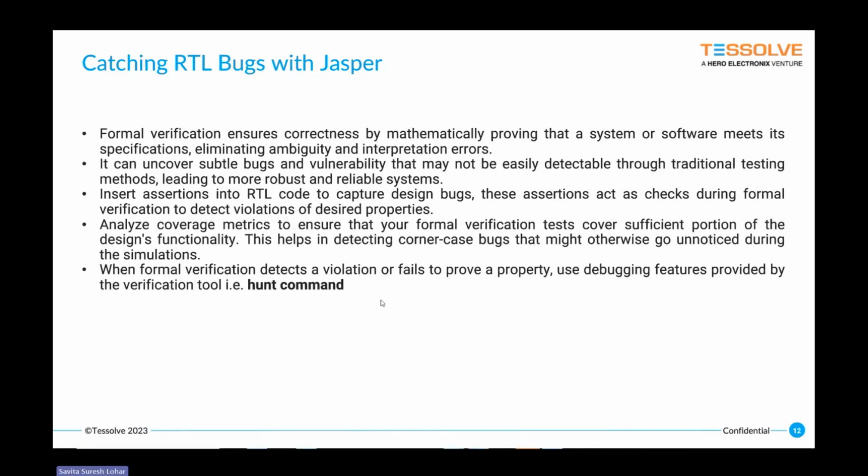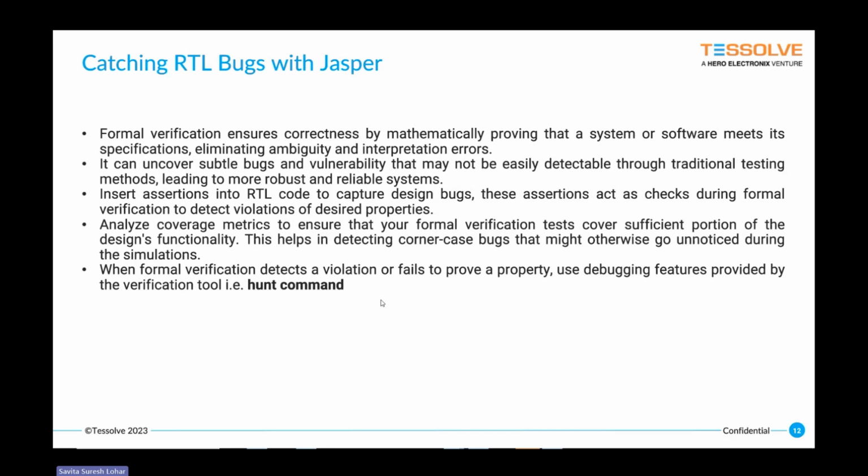So basically, formal verification ensures correctness by mathematically proving that a system or software meets its specifications, eliminating ambiguity and interpretation errors. So it can uncover subtle bugs and vulnerabilities that may not be easily detectable through traditional testing methods, that is, simulation, leading to a more robust and reliable system.